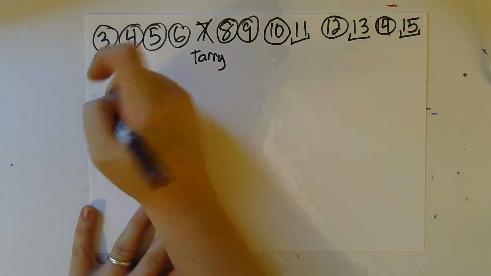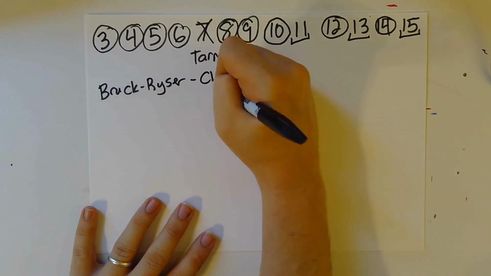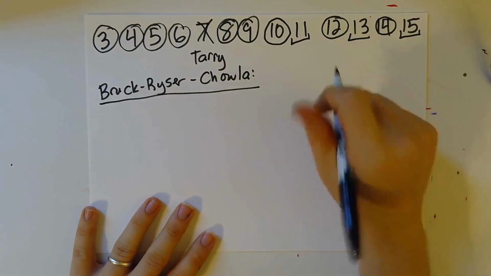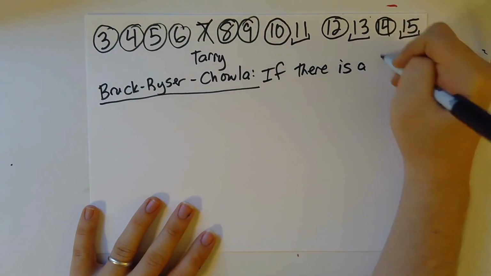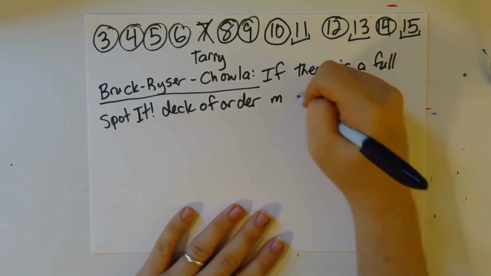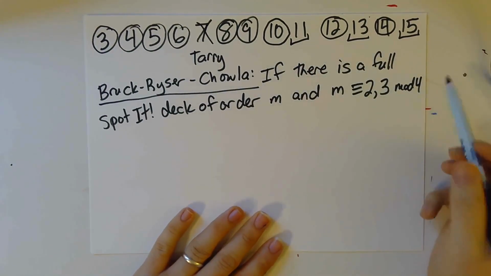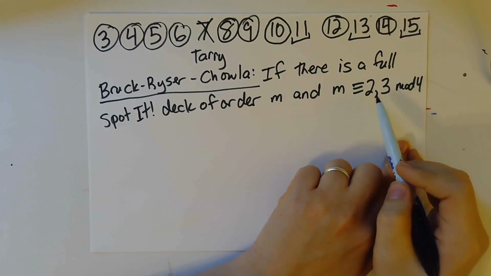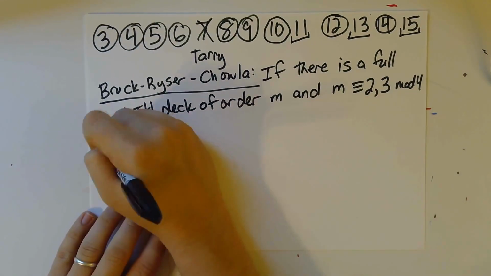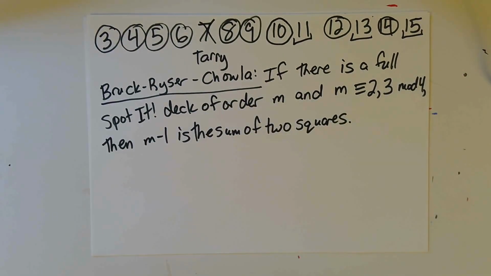Here is a harder theorem. Okay, so this is something which is called the Bruck-Ryser-Chowla theorem. And what this says is if there is a full spotted deck of order m, and m is congruent to 2 or 3 mod 4, that is, if you take m and divide it by 4, the remainder is 2 or 3, then m minus 1 is the sum of 2 squares.